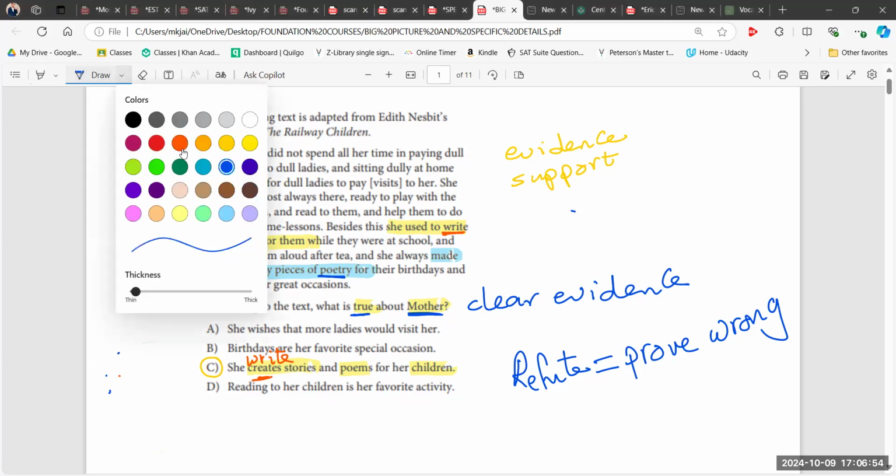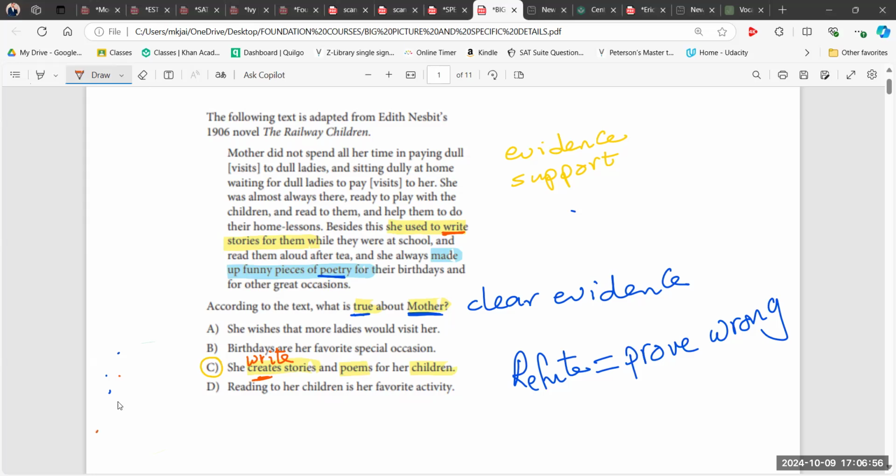How can you refute? A, for example, she wishes that more ladies would visit her. There was no support in the details versus the answer. On the contrary, we've got what? If you read, mother didn't spend all her time paying dull visits to dull ladies.